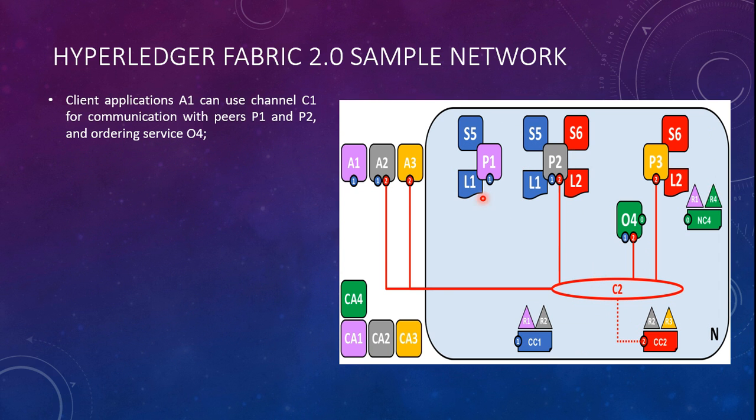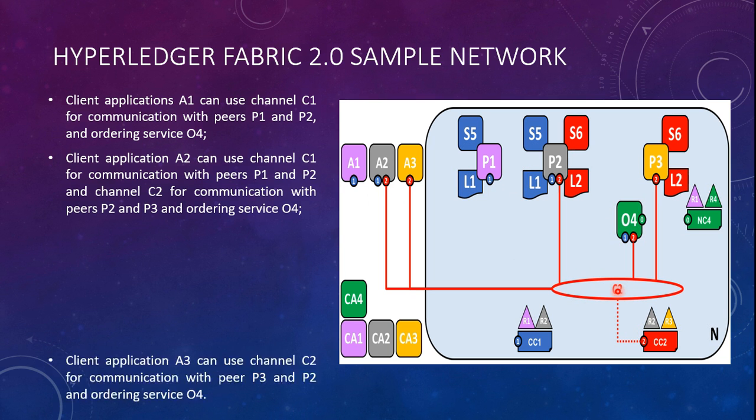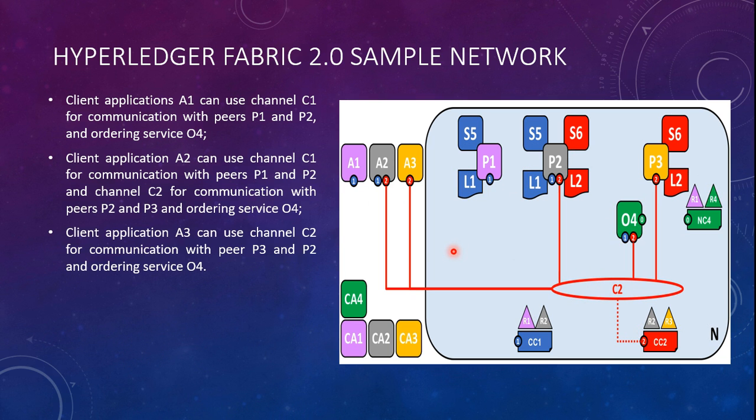Now client application A1 can use channel C1 for communication with peer P1 and P2 and ordering service O4. The client application A2 can use channel C1 for communication with P1 and P2 and channel C2 for communication with peers P2 and P3 and ordering service O4. And client application A3 can use channel C2 for communication with peers P2 and P3 and ordering service O4.